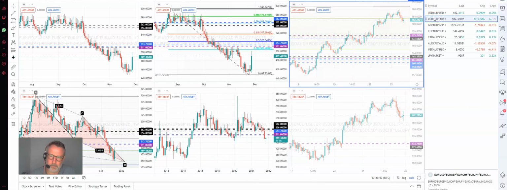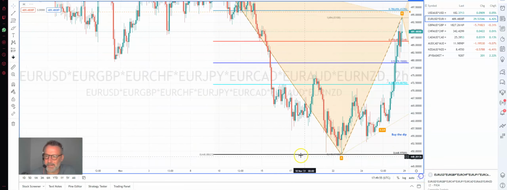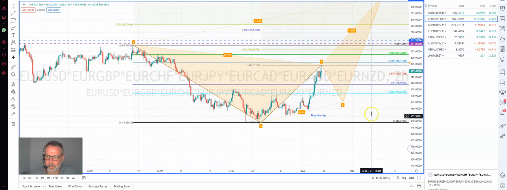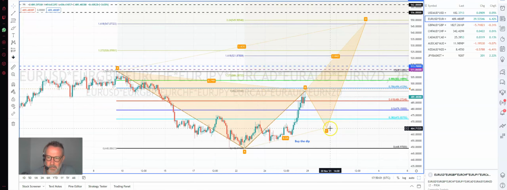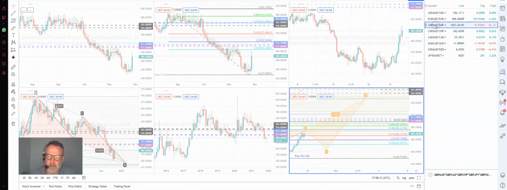The euro, again, there's potential to make a pattern here, and I've actually put buy the dip because I'd prefer to trade this run up than this correction to the downside, but it's not a completed pattern. Okay, so I'm forward guessing where I believe the patterns are going to emerge.